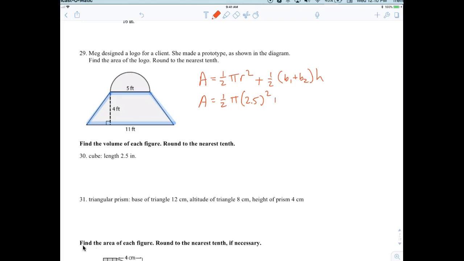What is the trapezoid? 1/2. What are the bases? 5 plus 11. What's the height? 4. Now again, type it straight in. Would I do 5 plus 11 on the calculator? No, you should just automatically change that to 16.